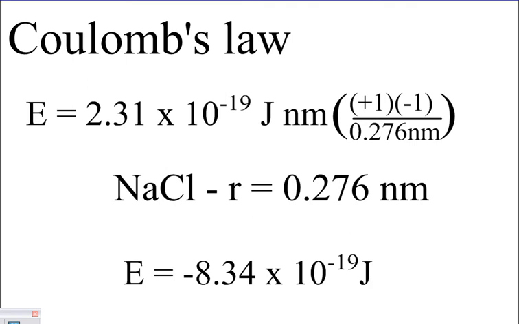If Coulomb's law comes out to be a positive value, then you have a repulsive force. So E would have a positive sign, meaning that the two ions would repel one another. So if you had a negative and a negative, that would be a positive 1 over r, and I would have a positive value for Coulomb's law, and therefore two positively charged ions are going to repel one another.